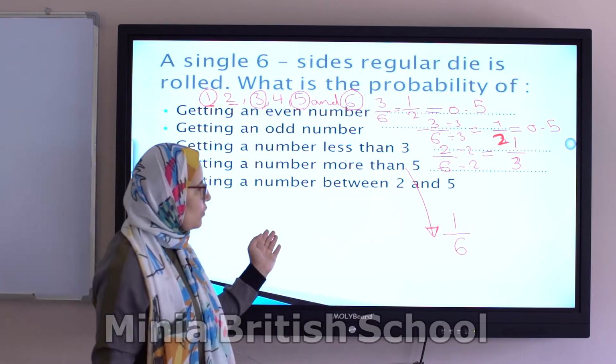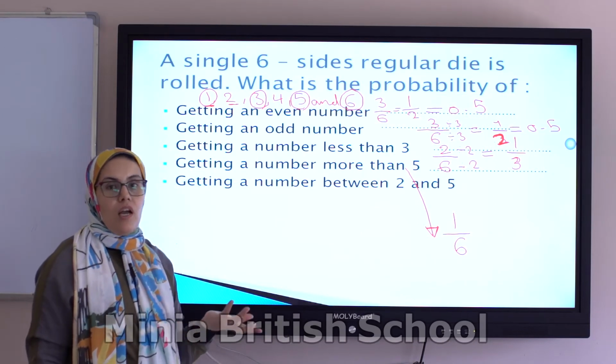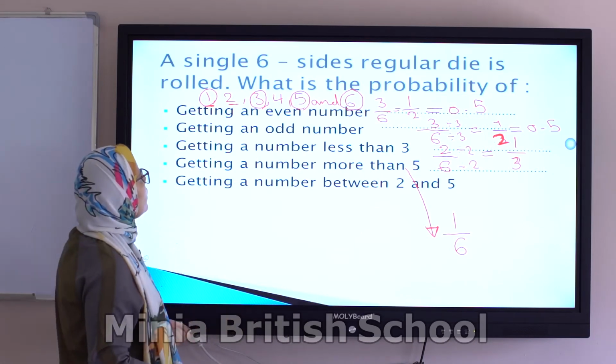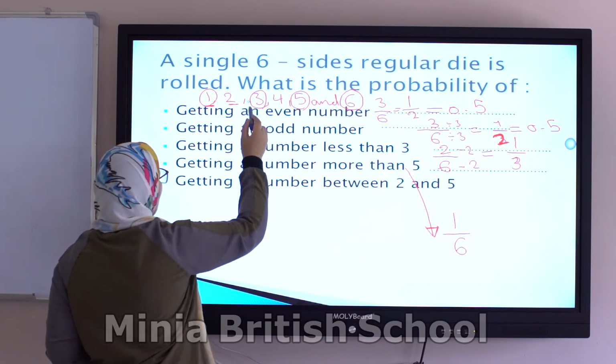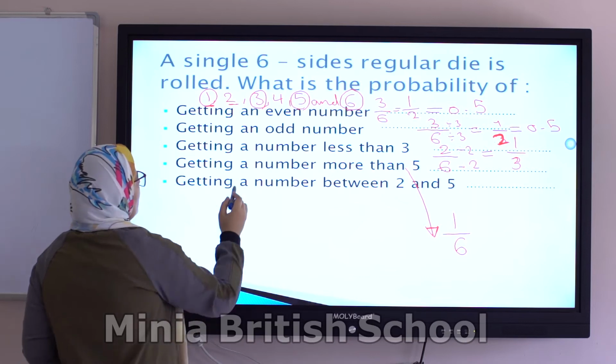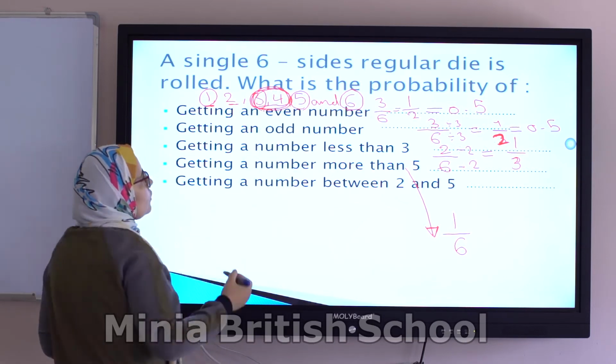Getting a number between 2 and 5. I need a number between 2 and 5. What are the numbers between 2 and 5? If you concentrate here, between 2 and 5, you will find only what? We have 3 and 4. So these are the only two numbers between 2 and 5.